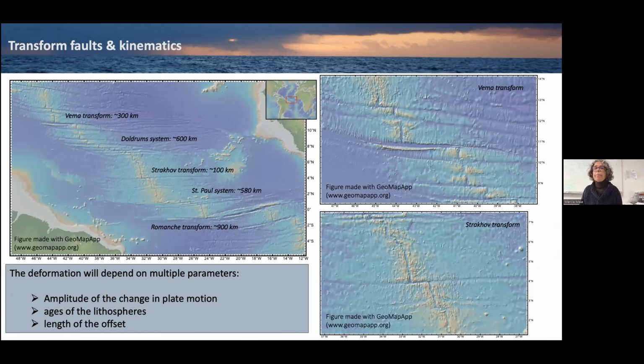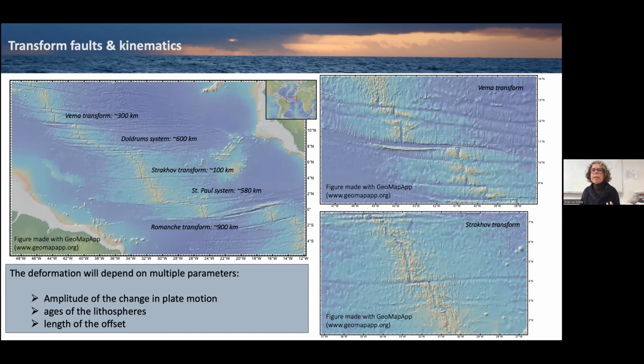So there are several parameters that may also play a major role in the way this deformation forms. We have the amplitude, of course, of the change in plate motion, and the age of the lithosphere. I mean, a young lithosphere is not going to react the same way as an older lithosphere, and therefore faster rate transforms are going to deform differently from slow spreading rate transforms. It depends also, of course, on the length of the offset and on the contrast of the ages of lithosphere that are involved in the change.